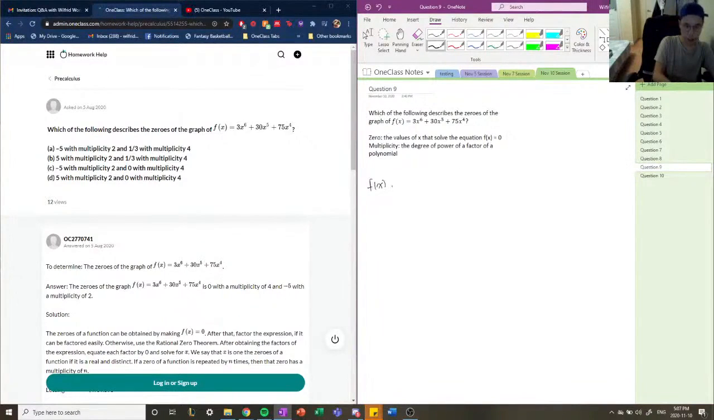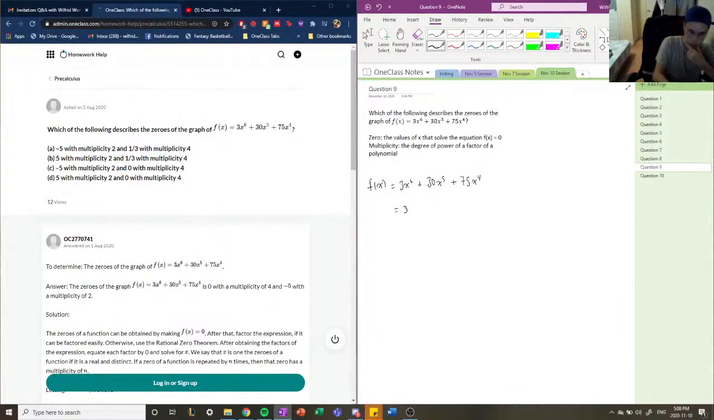So f of x equals 3x to the power of 6 plus 30x to the power of 5 plus 75x to the power of 4. Okay, so the goal of factoring these higher degree polynomials is to factor out common terms until you're able to have a 2-degree polynomial so that you can cross multiply them. So let's see what the common terms are here. Okay, so we know that 3, 30, and 75, so we can factor out 3 here, right? Also, we can factor out x to the power of 4 because all of these have x to the power of 4 or higher. So let's factor that out first.